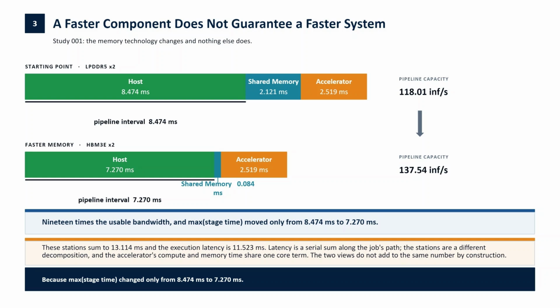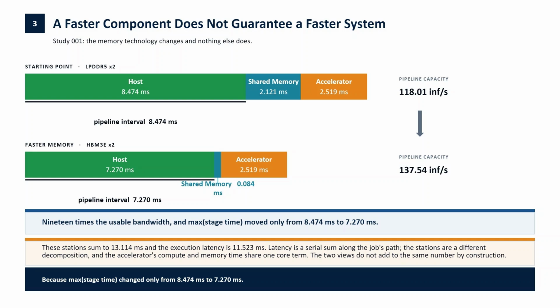At the starting point, the host takes 8.474 milliseconds, shared memory takes 2.121 milliseconds, and the accelerator takes 2.519 milliseconds. With faster memory, the host time falls to 7.270 milliseconds, shared memory time falls to 0.084 milliseconds, and accelerator time remains unchanged at 2.519 milliseconds. Because the longest station determines the pipeline interval, the interval changes from 8.474 milliseconds to 7.270 milliseconds.